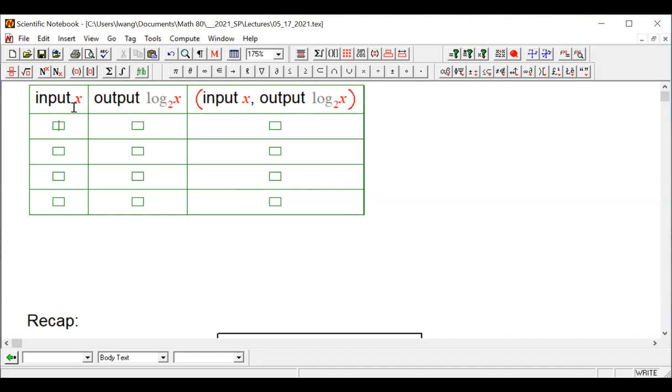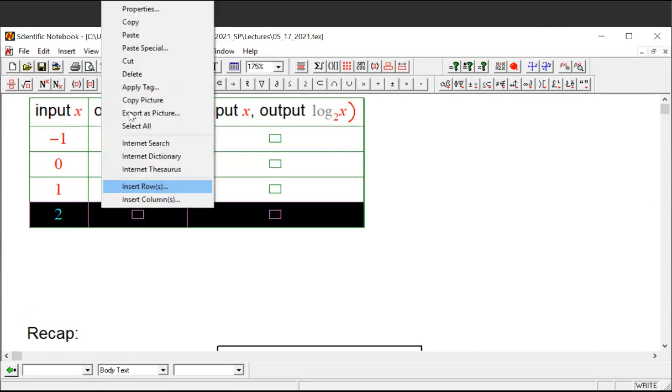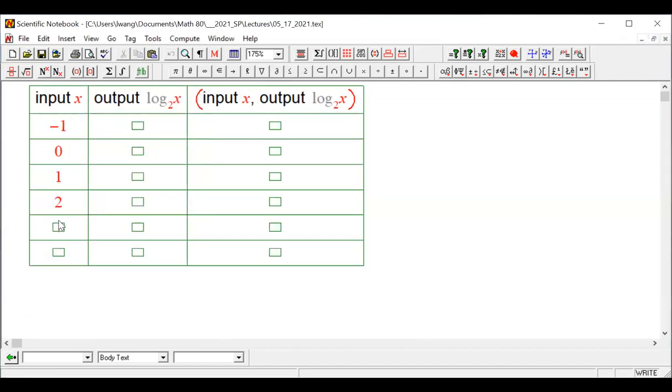Okay, so I'm going to give you some input numbers for you guys to calculate. The first number I'm going to give you is -1. The second one is 0. The third one is going to be 1. And the next one is going to be 2. I'm going to insert some more rows. And the next one is going to be 4. And the next one is going to be 8.